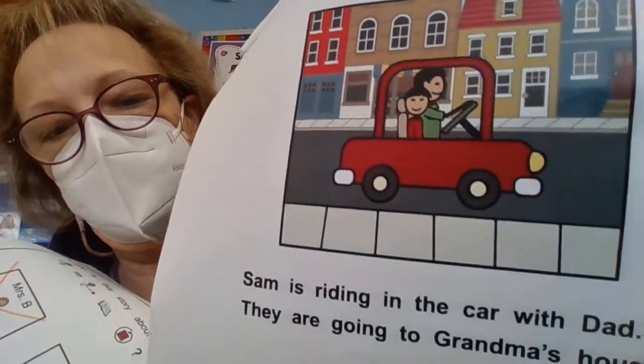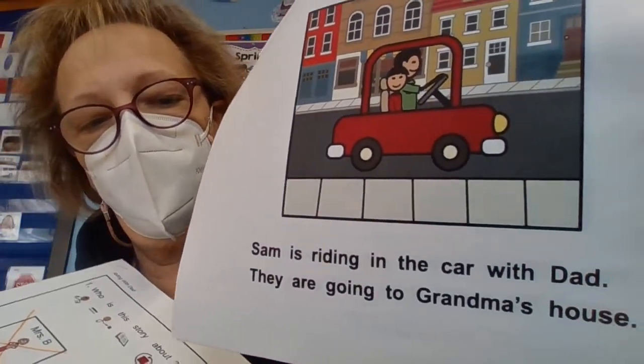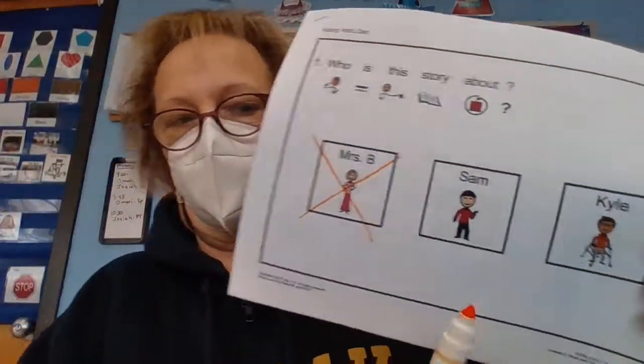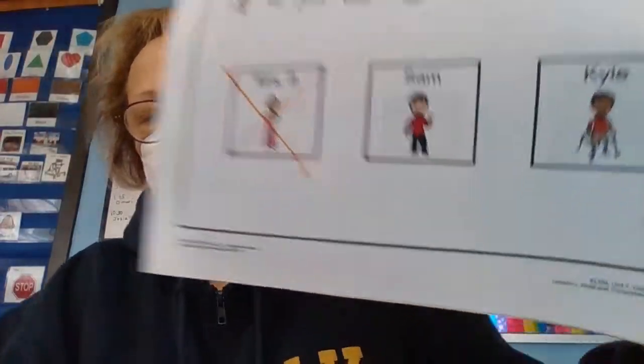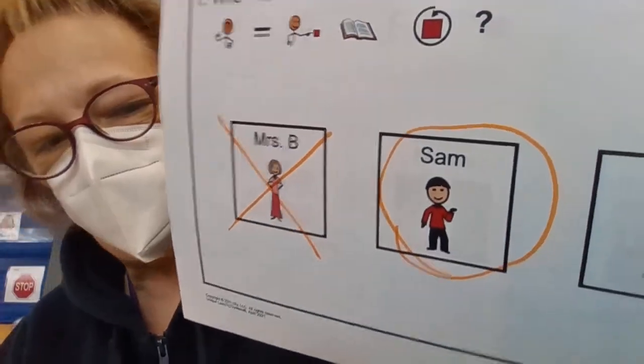Let's read the first sentence and see. Sam is riding in the car with Dad. So who is the story about? Is it about Sam or Kyle? It's about Sam.